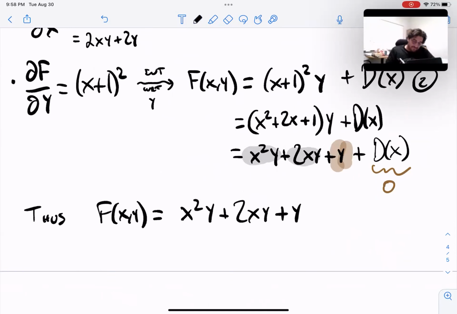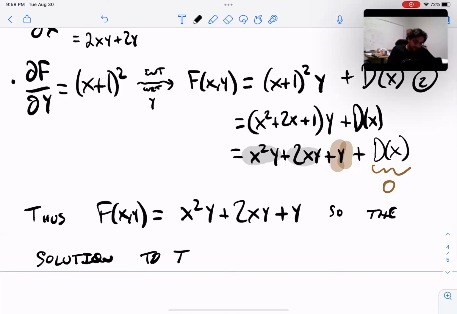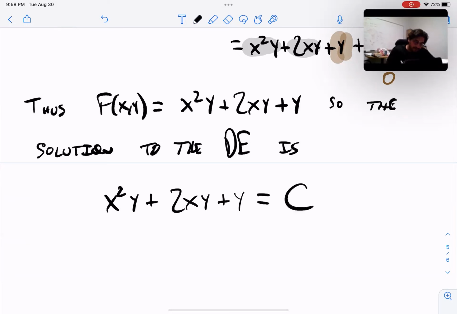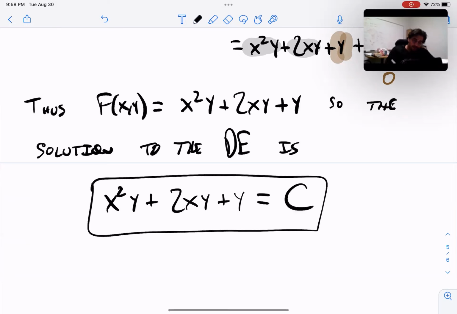So the solutions to the DE is this family of functions. It's x squared y plus 2xy plus y equals c. That's the solution. This sometimes is called an implicit solution.